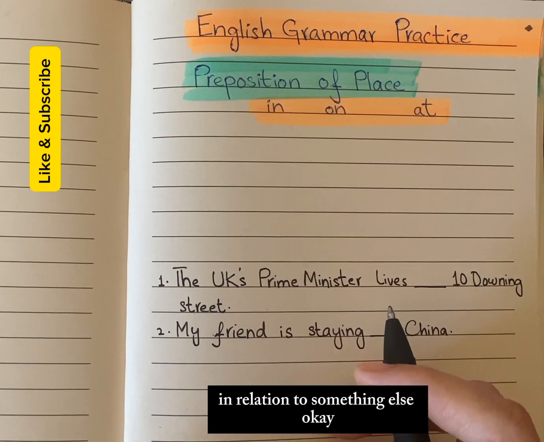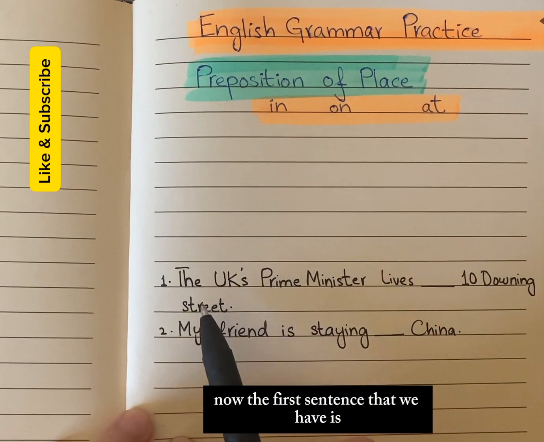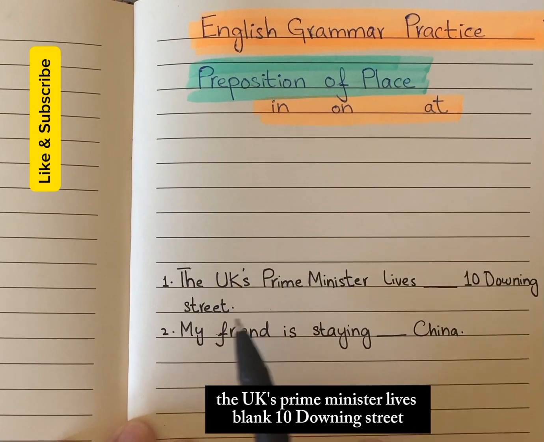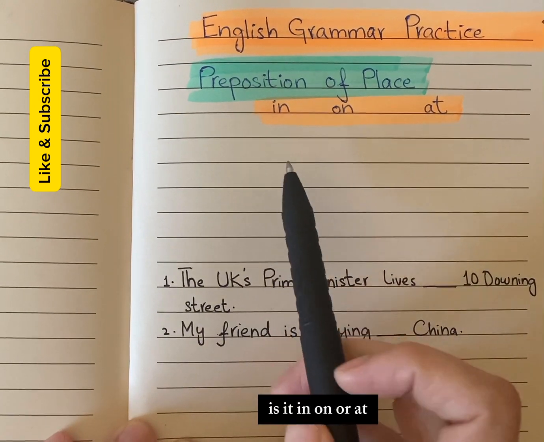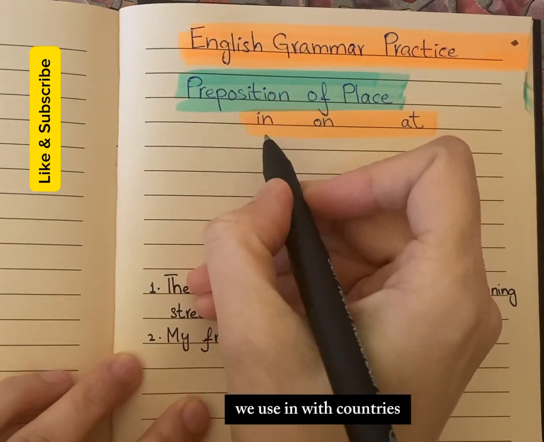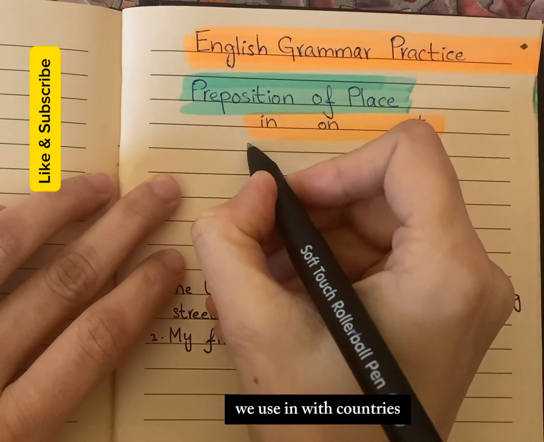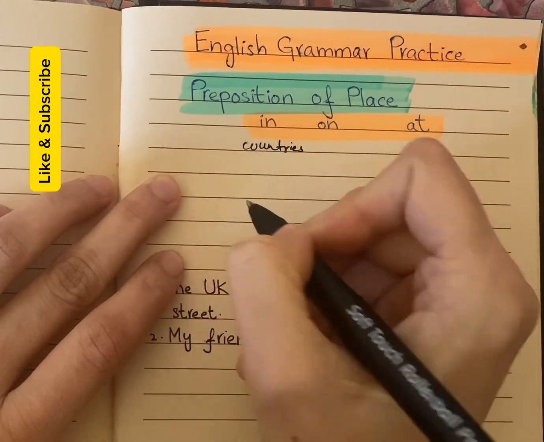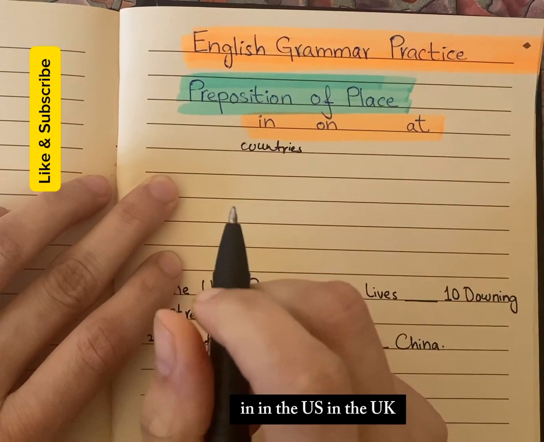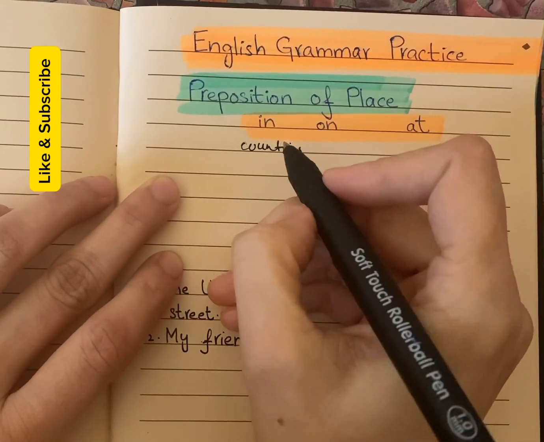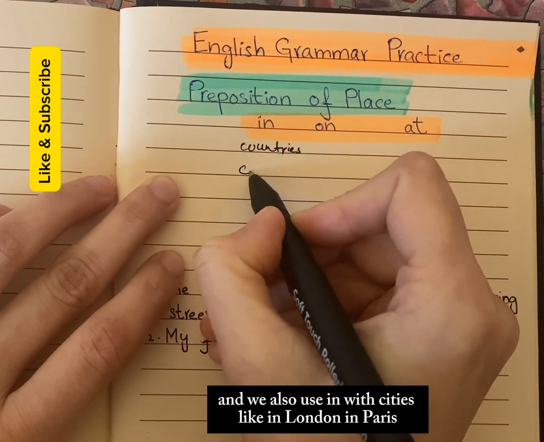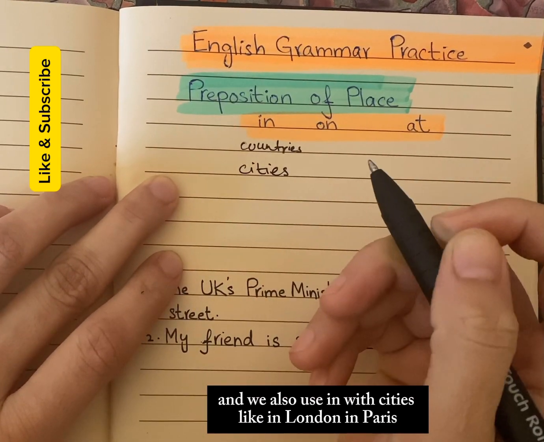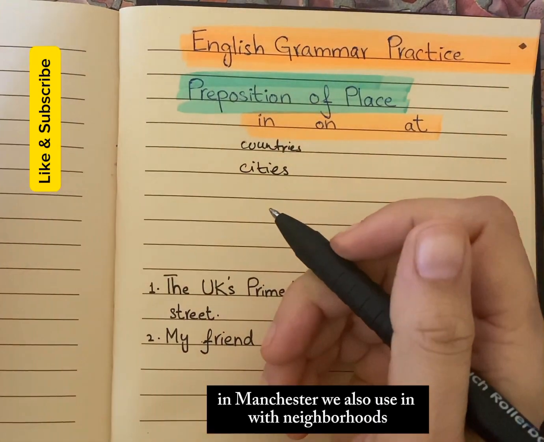to something else. Okay, now the first sentence that we have is: the UK's Prime Minister lives blank 10 Downing Street. What do you think? Is it in, on, or at? We use in with countries like in China, in the US, in the UK. And we also use in with cities like in London, in Paris, in Manchester.